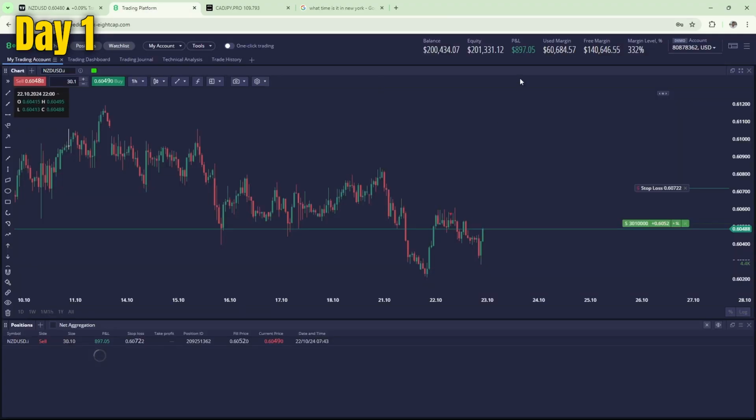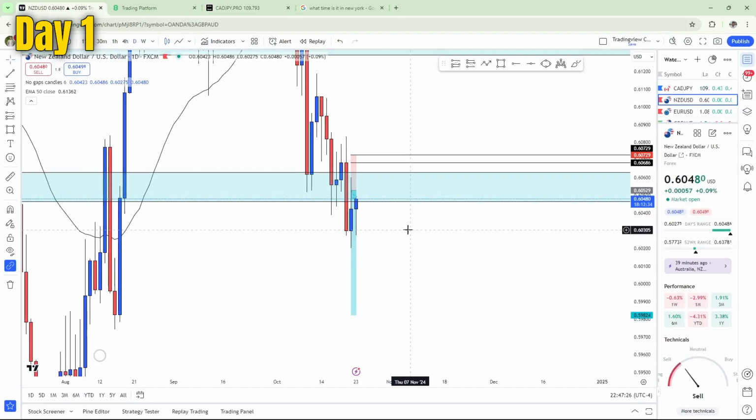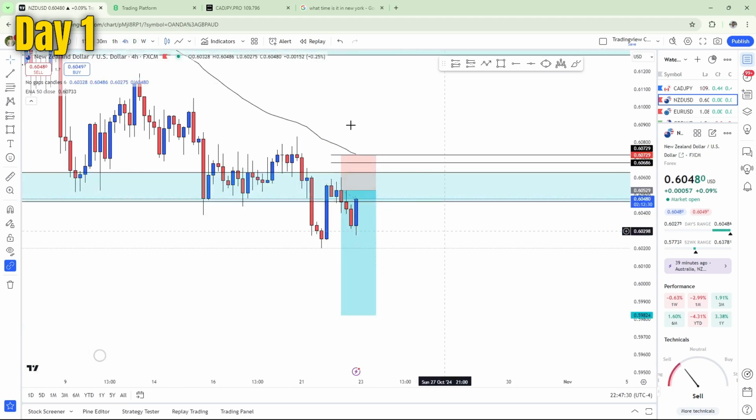On the prop firm, we are only up $897, and on the live account, we are currently down $10. Although one is in profit, the other one is down $46. So it is what it is. Gonna just enjoy the rest of the night, go to sleep, and check back in tomorrow morning.